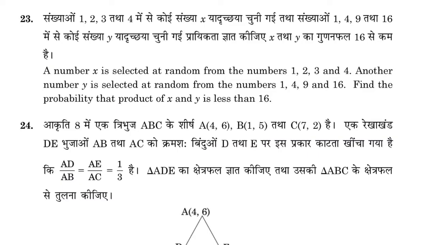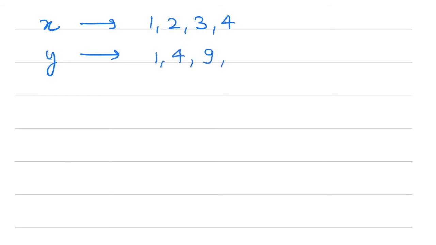23rd question. This question says a number X is selected from the numbers 1, 2, 3, 4 and another number Y is selected from the numbers 1, 4, 9 and 16, and we have to find the probability that the product of X and Y is less than 16. So XY has to be less than 16. So let's see all the products now.